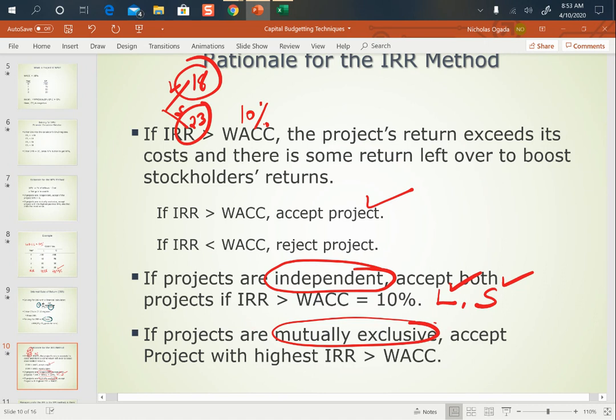So I'll be looking at the next presentation, which is going to cover a modified version of the internal rate of return, which is basically the modified internal rate of return, the MIRR, and we're going to see how that method is applied. So see you then.